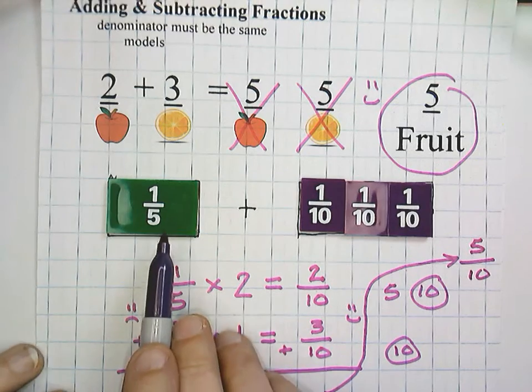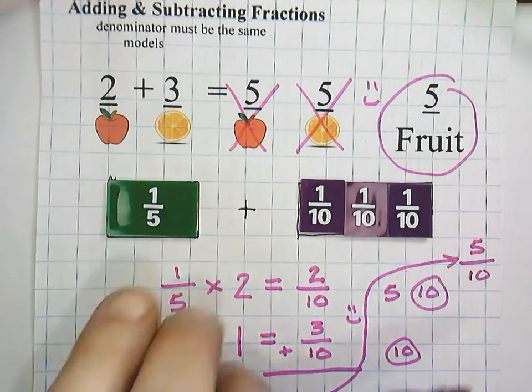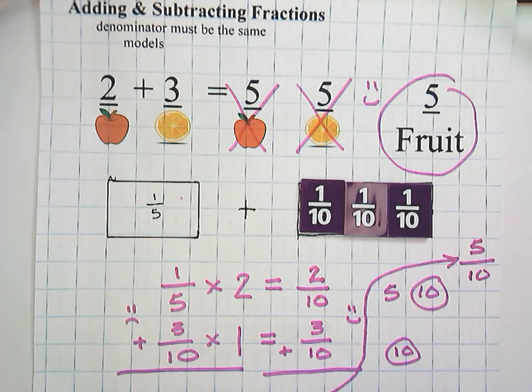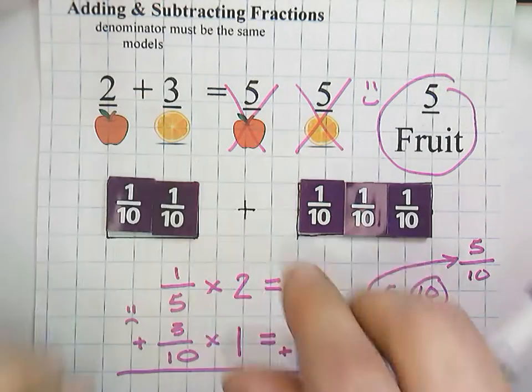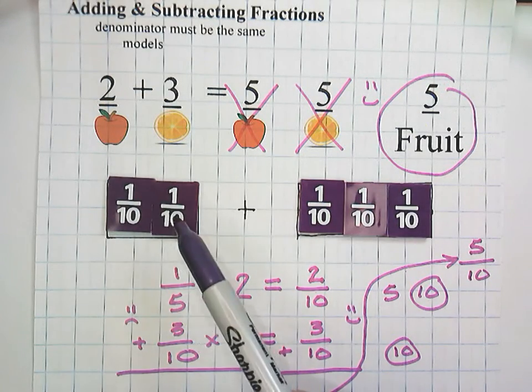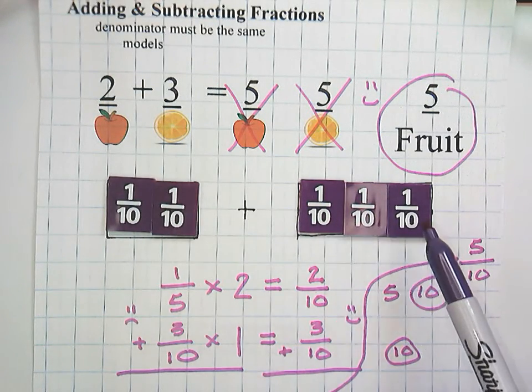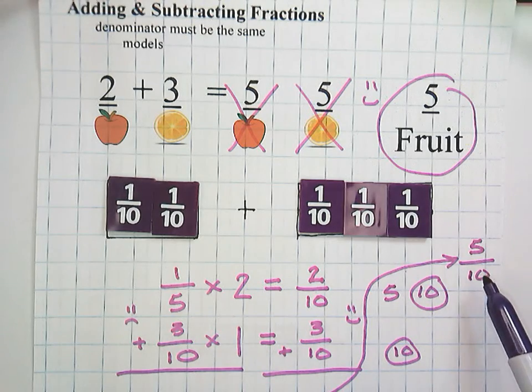So what happens is that the 1/5 turned into tenths. And in this case, now we have everything in common. 1, 2, 3, 4, 5 tenths, which is showing here.